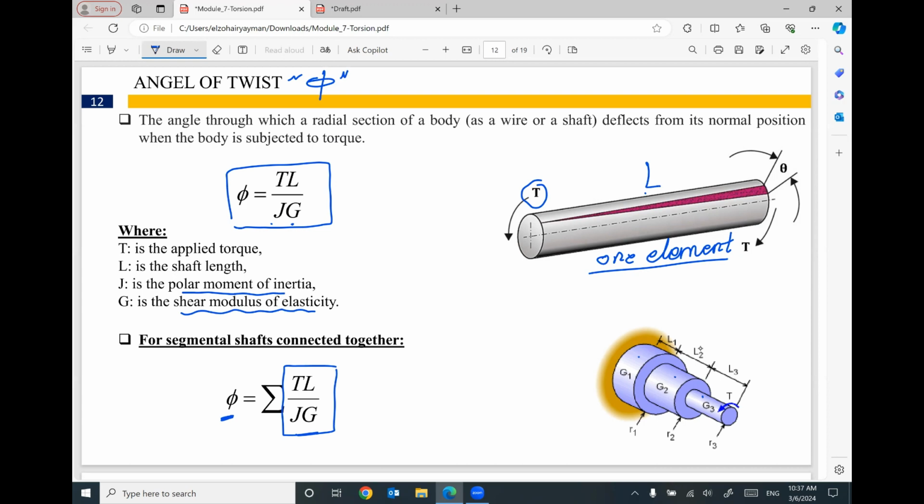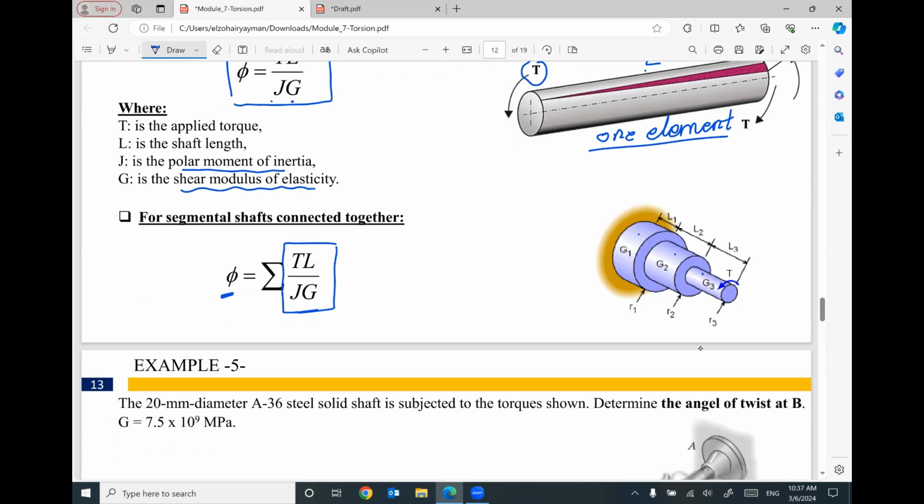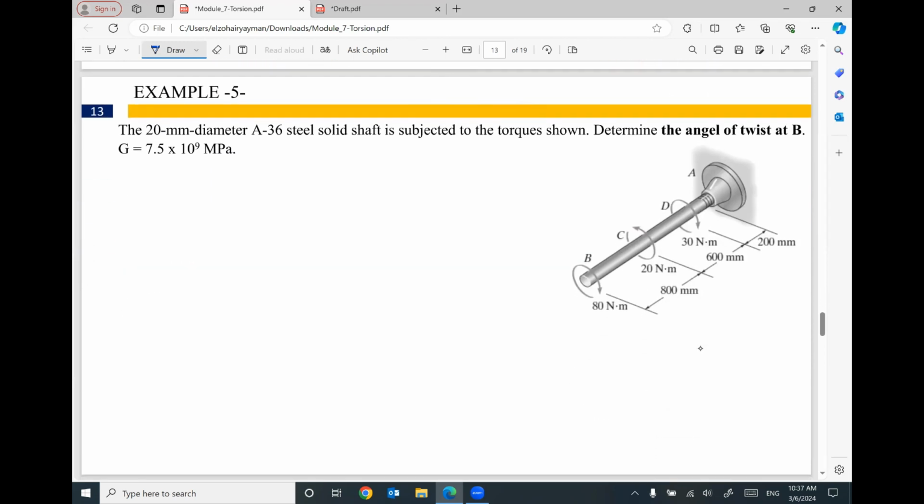Does that make sense? So we have an example. We have a solid shaft with a diameter of 20 millimeters, subjected to the applied torques 80, 20, 30. We need to figure out the angle of twist at the end B, given the shear modulus of elasticity G equals 7.5 times 10 to the power 9.